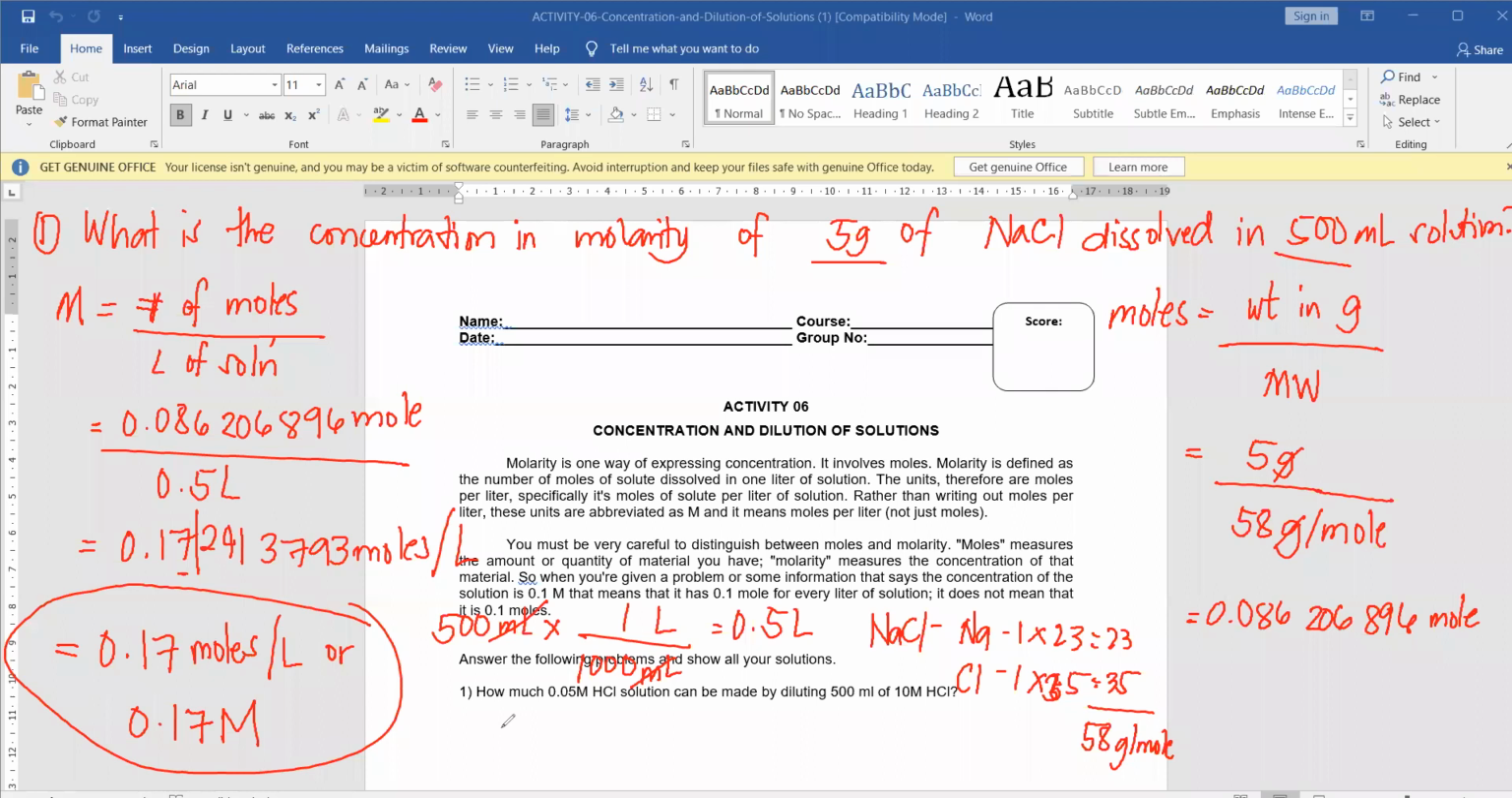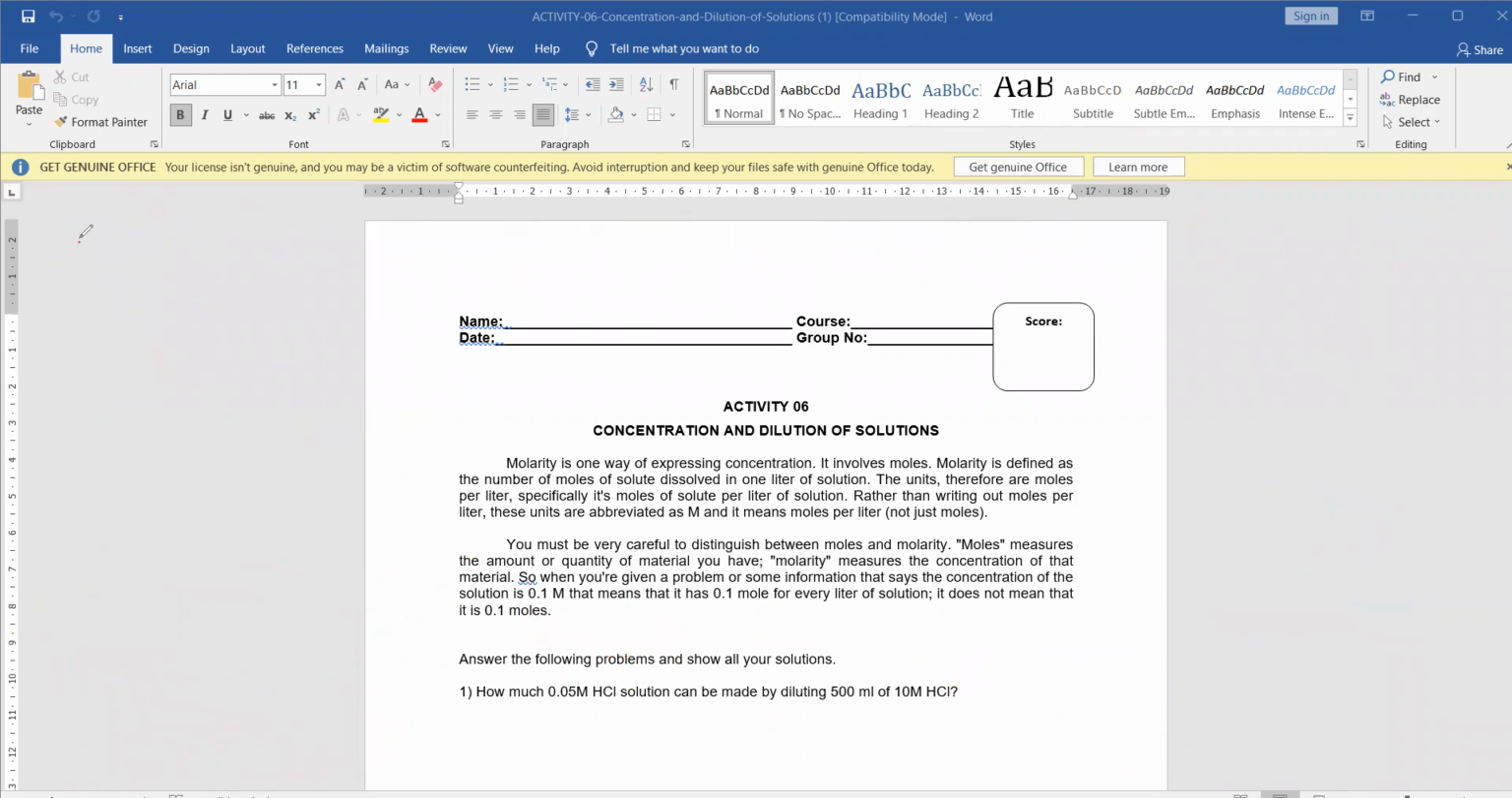Opo, ma'am. Alin dyan ang hindi naintindihan? So just follow the process. Again, just follow the process. Let me give you another example. Let us just see if you have understood my discussion in the computation of molarity. So you try there. I will wait for your answers sa chat.